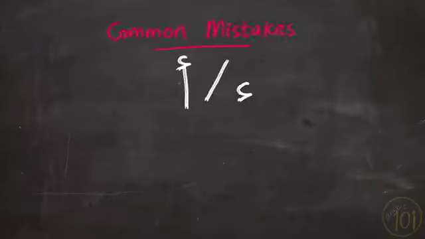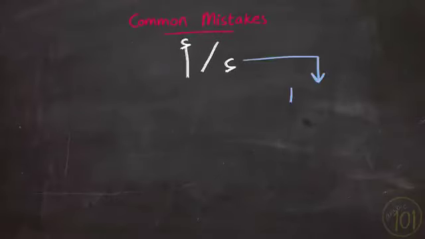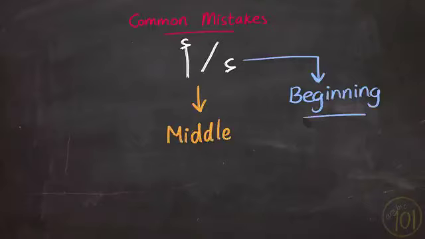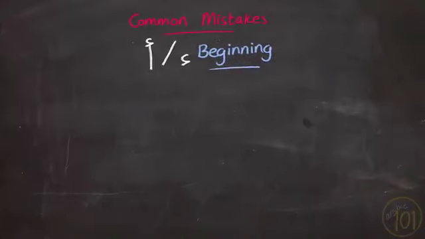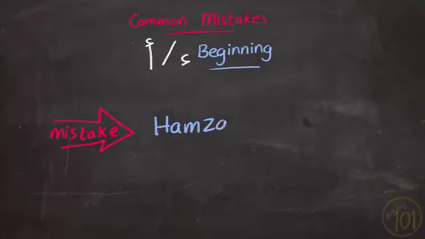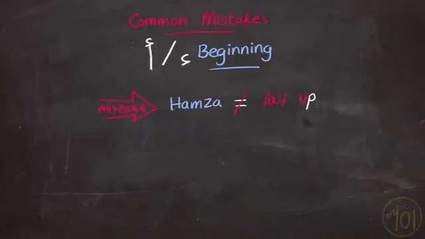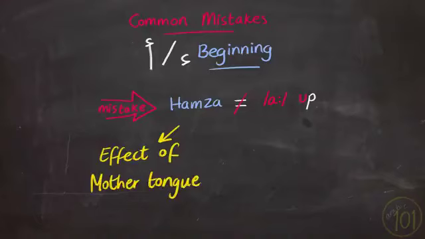The most common mistakes of hamza can be categorized into mistakes that happen at the beginning, in the middle, and at the end of the word. So let's start with the beginning. And the first mistake that happens when hamza comes at the beginning of the word is pronouncing it as a different letter, as in the word up, for example, which could happen because of the effect of your mother tongue, since some languages don't have hamza in their system, but they have another letter instead.